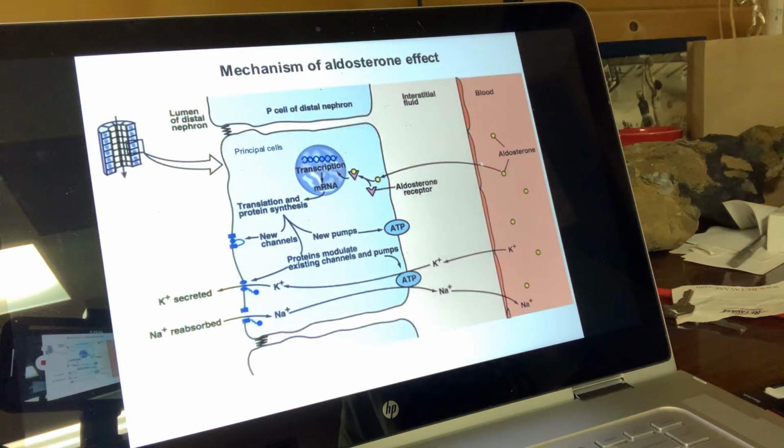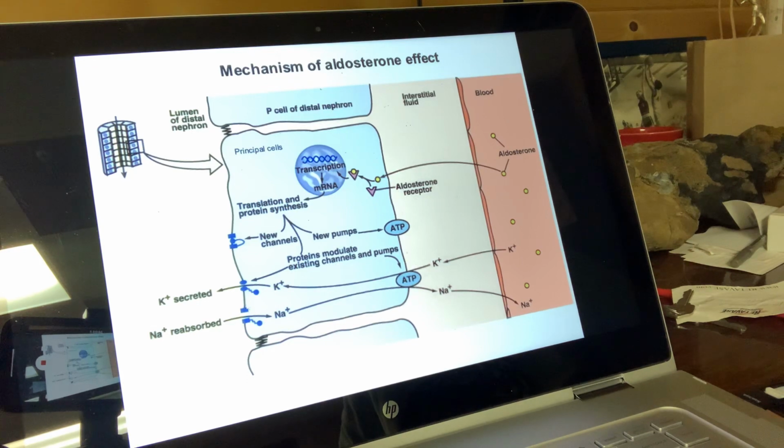This is a diagram we've seen before in the first part showing what's happening at the cellular level. When your blood pressure is low, the renin-angiotensin system kicks in, aldosterone is produced, it floats through the capillaries of the vasa recta, of the peritubular capillaries, and it then stimulates the cell because it's a steroid. It can diffuse directly through the cell membrane of the distal tubule, binding to a receptor, which then goes into the nucleus of the cell and produces proteins that are then going to produce channels which are going to allow for sodium reabsorption, potassium excretion.